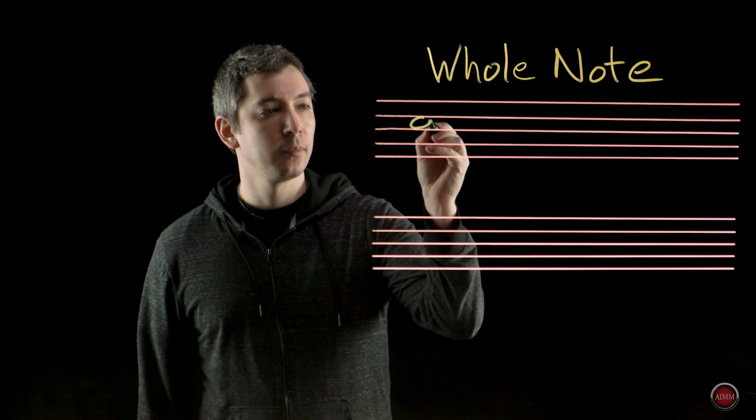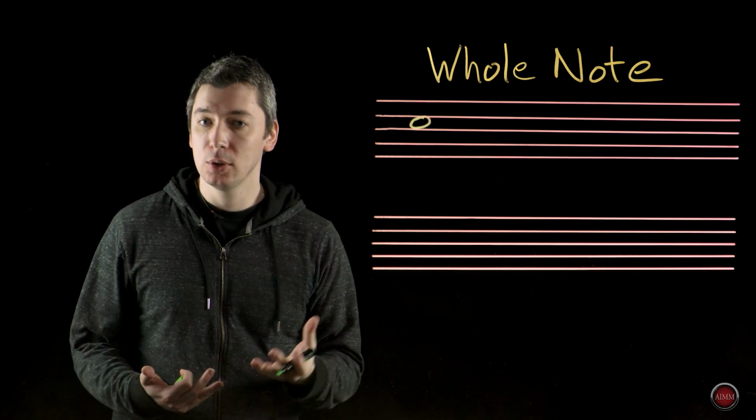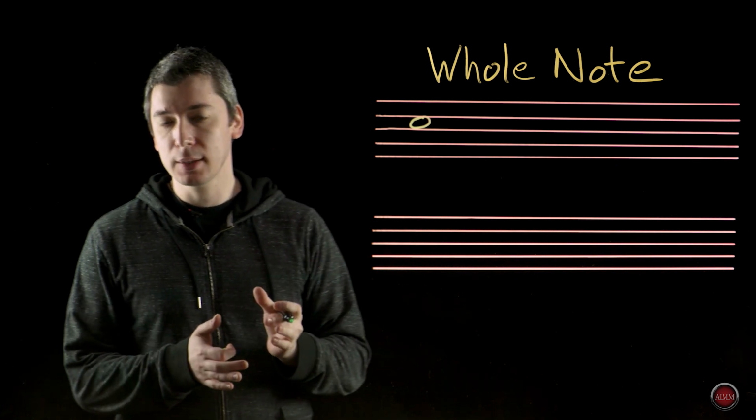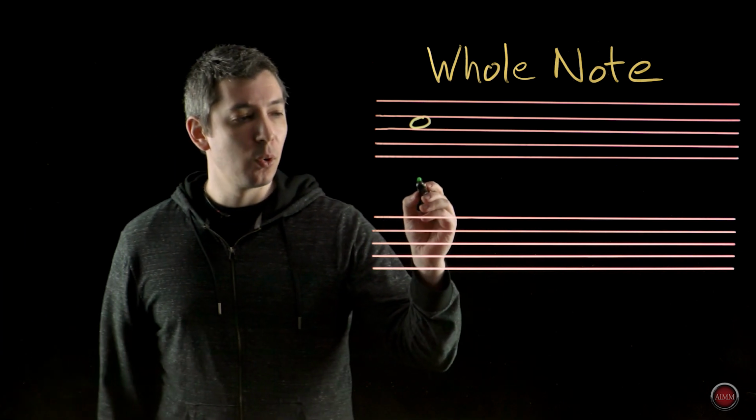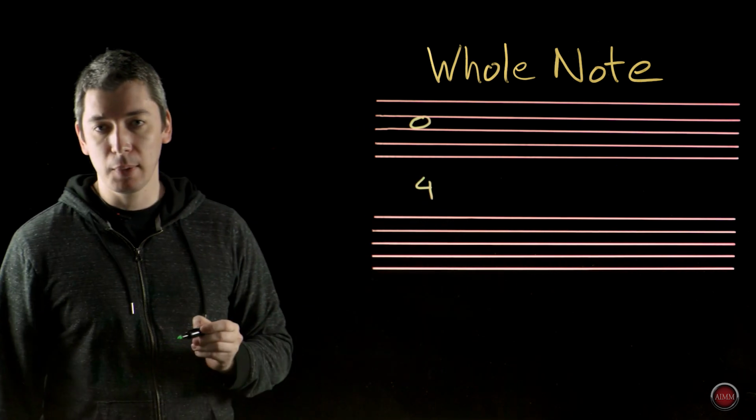The longest note will be called a whole note. A whole note looks like just a note head. There are no stems or flags here, only a note head. Such a note will represent 4 beats or 4 clicks of your metronome.